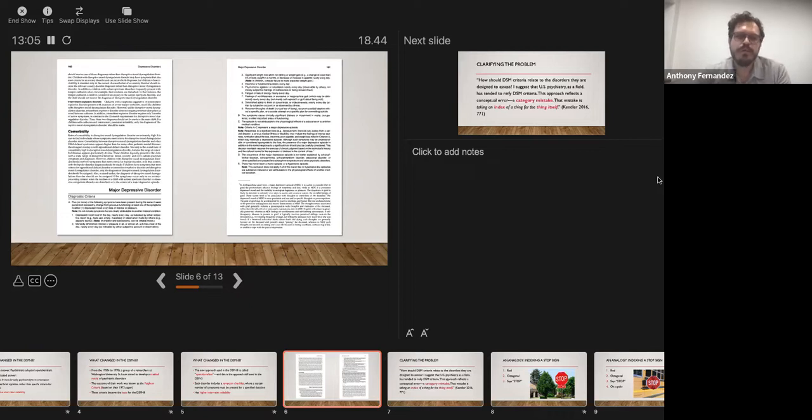Now, it seems like this is fairly systematic. It seems like it's a good way to go about diagnosing, but let me just run you through an example to show some of the ways in which this begins to become problematic fairly quickly.